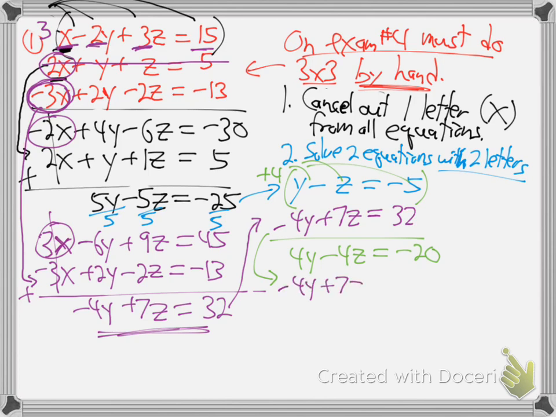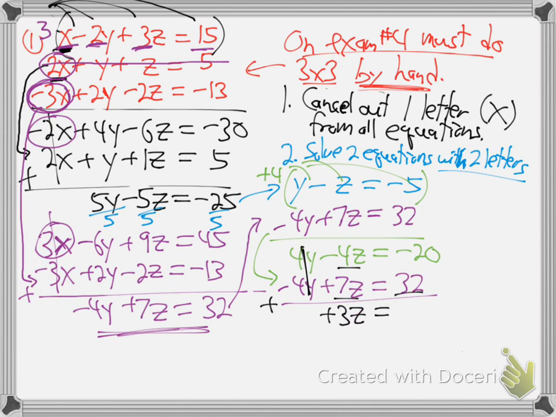Minus 4y plus 7z is 32. Add them up. So see how these y's cancel? We made that on purpose, right? We made the y's opposites. And now what are the x's? Minus 4z plus 3z is plus 7z is 3z.